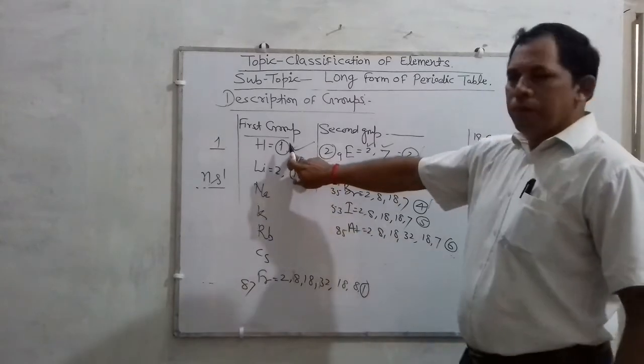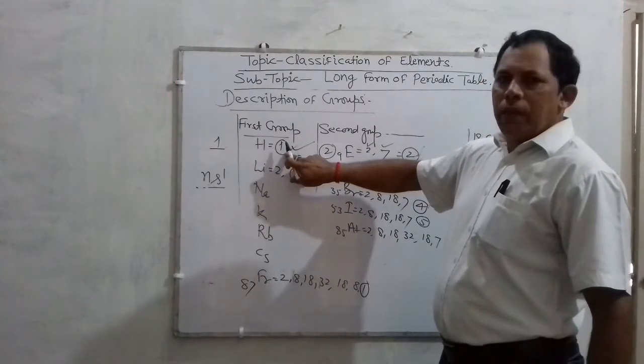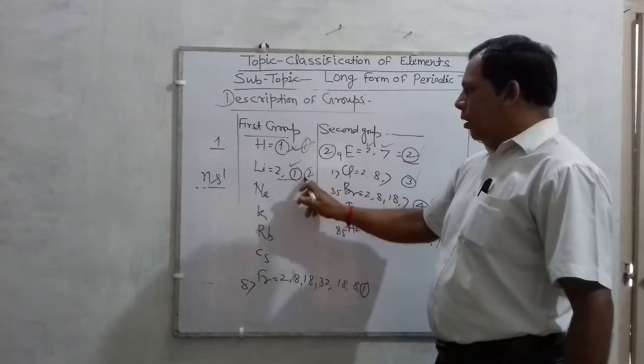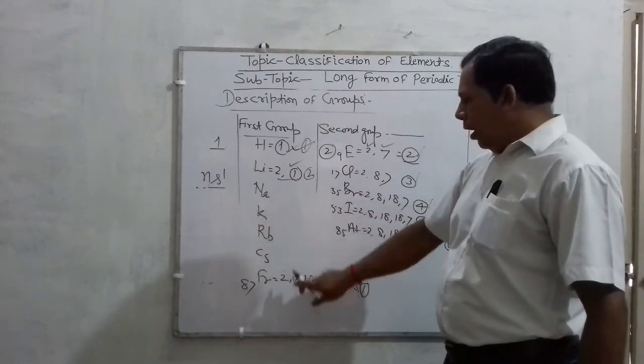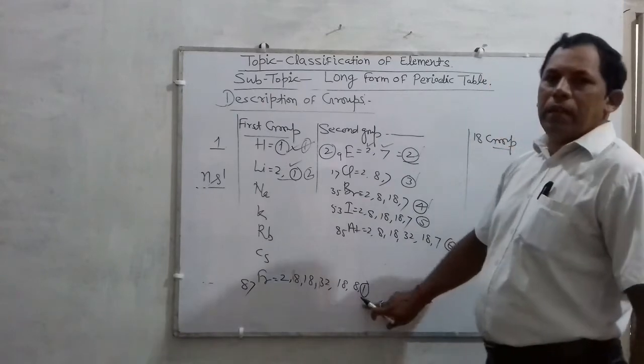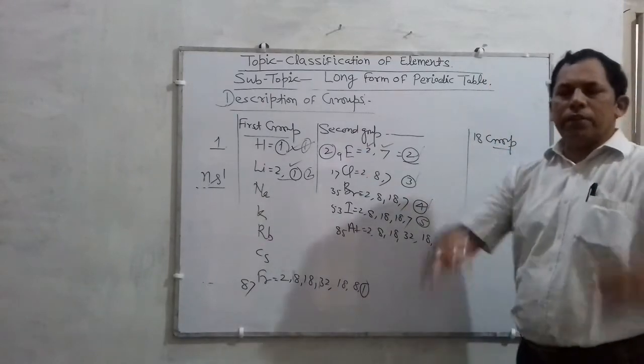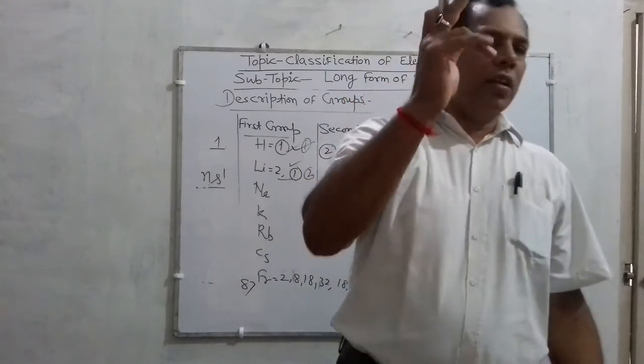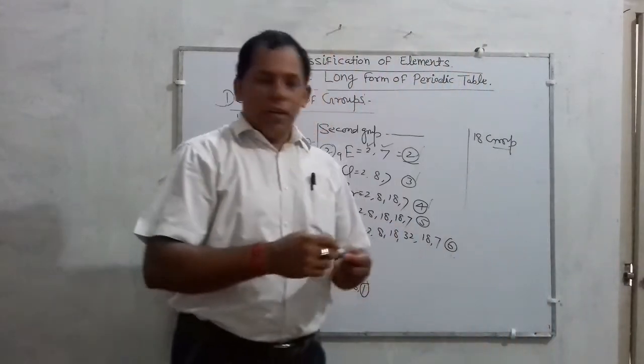Just see here. In the first group, hydrogen is 1, having only 1 shell. But here, 2 shells. Similarly, here will be 3, 4, and here just coming 7 shells. This is the meaning. Just move down the group, the electron shells increase by 1. Must remember.